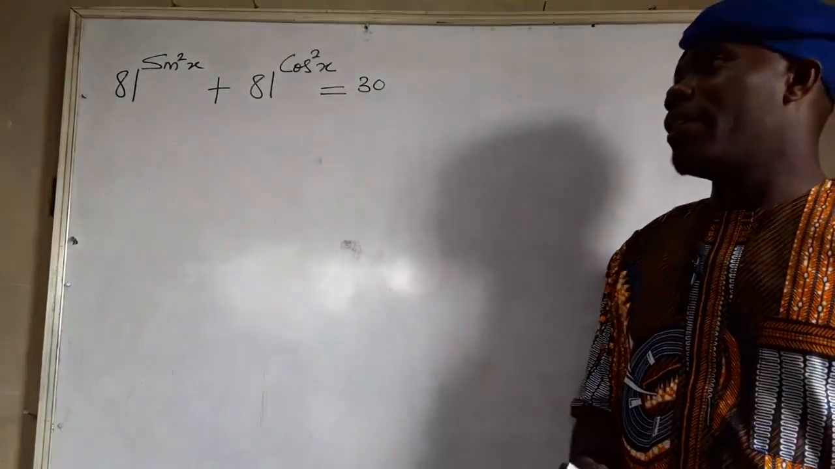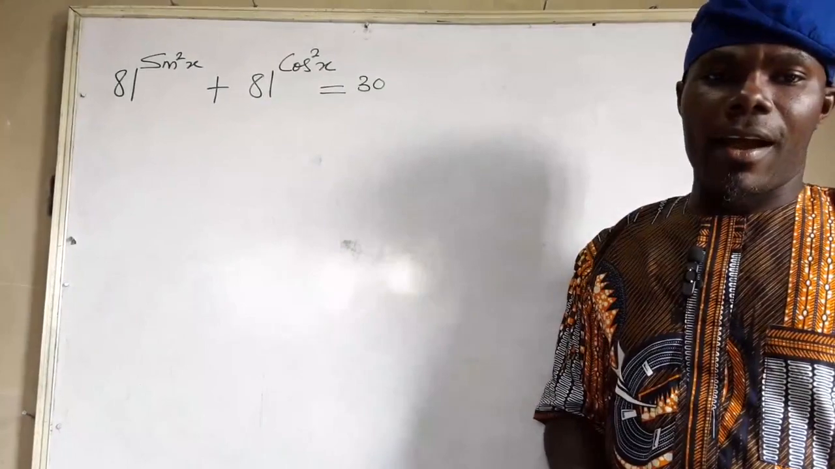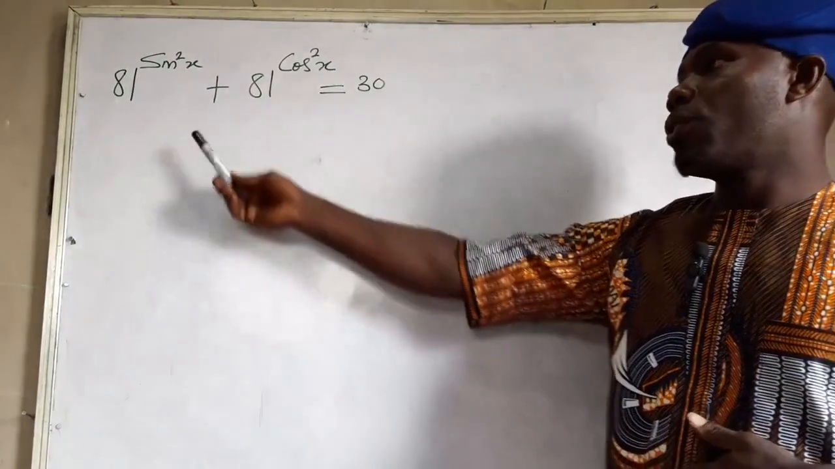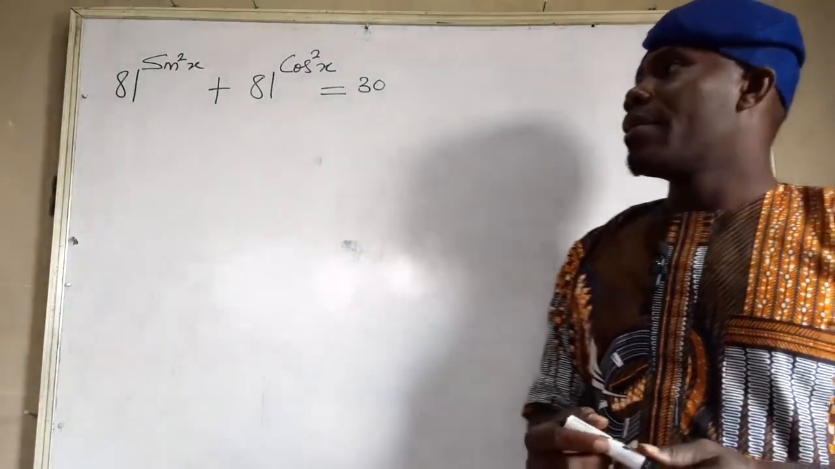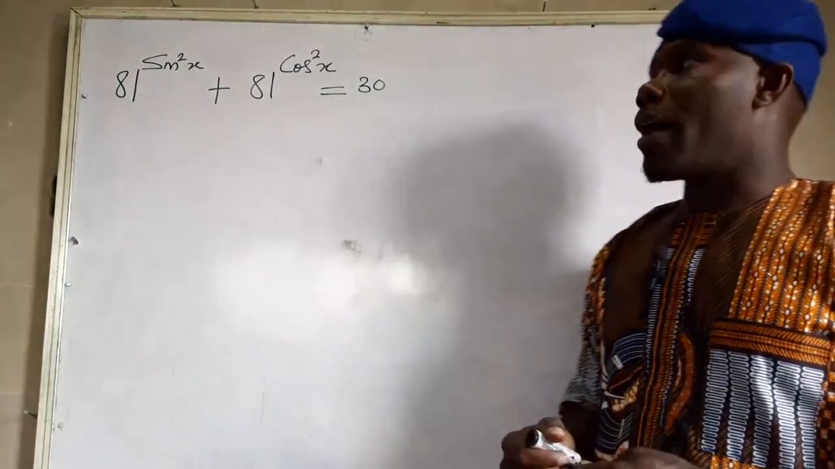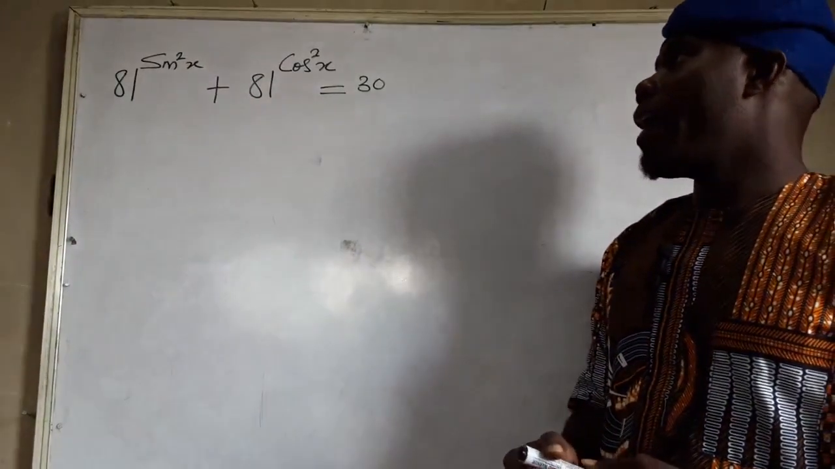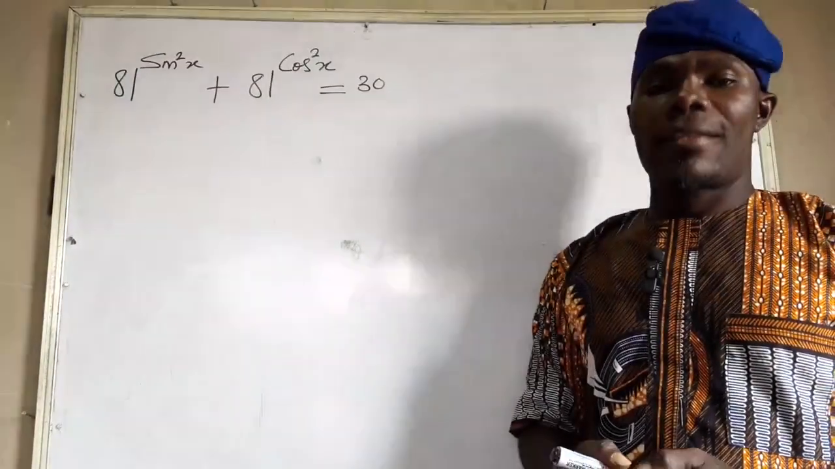Today we are solving a simple radical equation, which is 81 raised to power sine square x plus 81 raised to power cos square x is equal to 30.